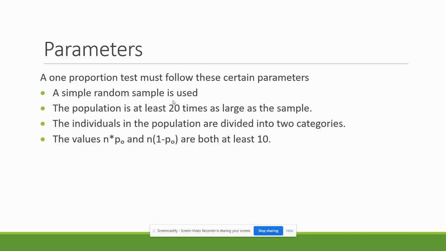The conditions for a 1 proportion test are: you've got to use a simple random sample, the population is at least 20 times as large as the sample, individuals in the population are divided into 2 categories, and the value of n times P0 and n times 1 minus P0 is at least 10. You don't have to worry about it for this class. I will take care of that for you so your data works out. But in the real world, with smaller samples, a lot of times you can't do this, and you have to be careful of that.